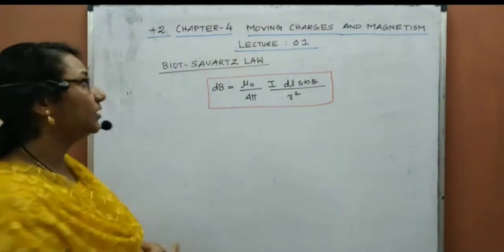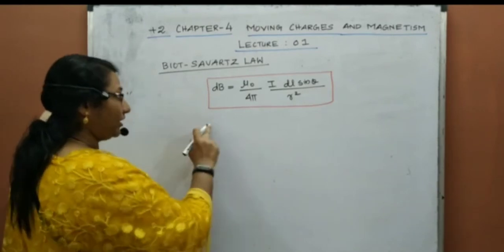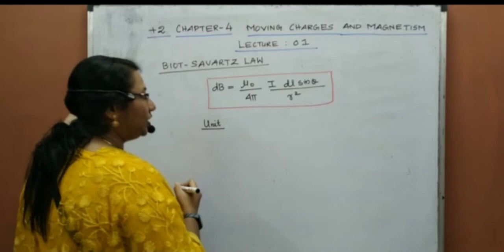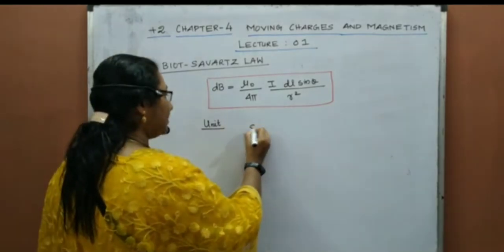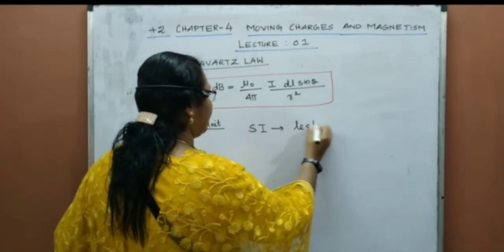Now, this magnetic field is a vector quantity. Before that, what is the unit of magnetic field? In SI unit, it is Tesla.